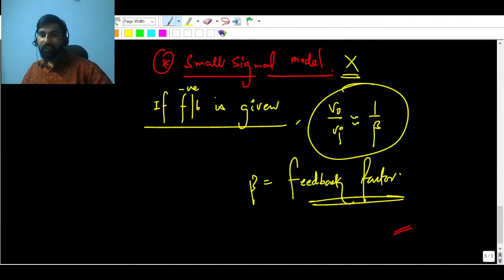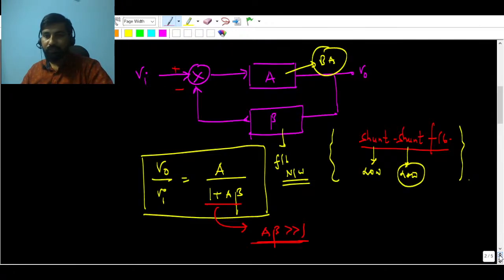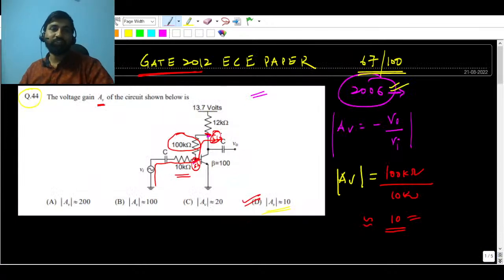Ravi Teja is asking here, in BJT how to identify negative feedback. Yes, it is a very good question, right? As far as this amplifier is concerned, you can see here this input is connected to the base, and you are taking the output at the collector. And there is a feedback involved.